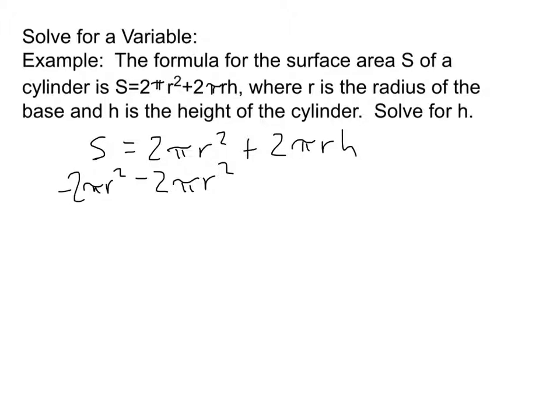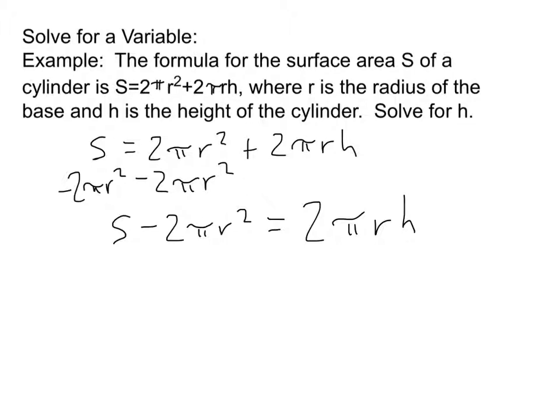Okay, so those are not like terms. We cannot combine s and negative 2 pi r squared, so we just need to keep them separate. So it would be s minus 2 pi r squared. Okay, those cancel, so it's equal to just 2 pi r h.